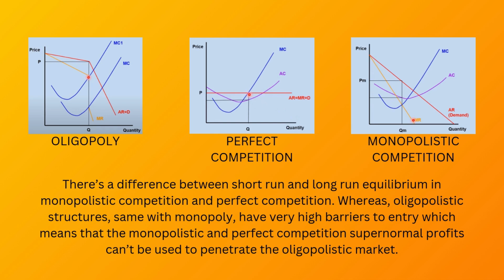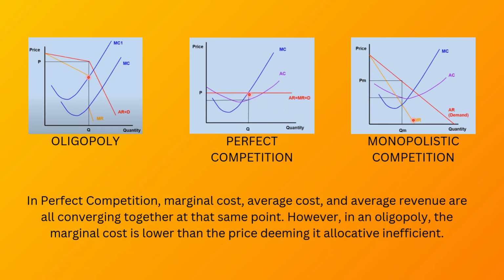Whereas oligopolistic structures, same as monopoly, have very high barriers to entry, which means that their supernormal profits can't be used to penetrate the oligopolistic market. In perfect competition, marginal cost, average revenue are all converging together at the same point. However, in oligopoly, marginal cost is lower than price, deeming it allocatively inefficient.